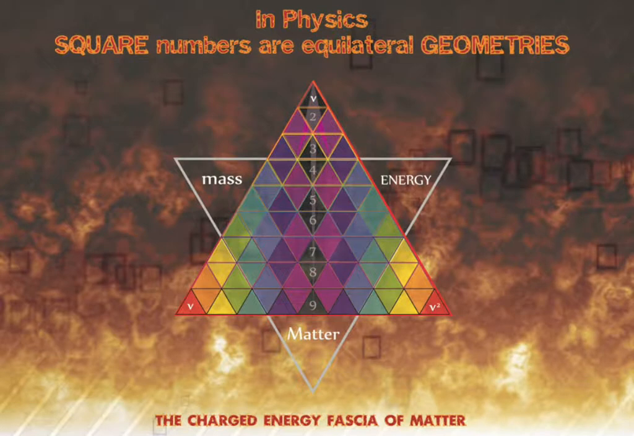Again, quickly recapping with Tetryonics, all mass-energy-matter geometries are equilateral geometries at their quantum foundation. That is to say that the square numbers of quantum physics are in fact the result of equilateral energy geometries. Alternatively, the measurement of energy geometries per unit of time gives us a measure of mass. So mass energy is equivalent as related through Einstein's equivalence formula, E equals mc squared.